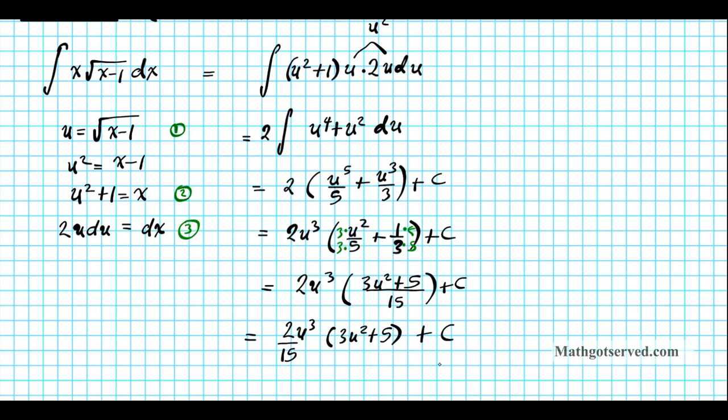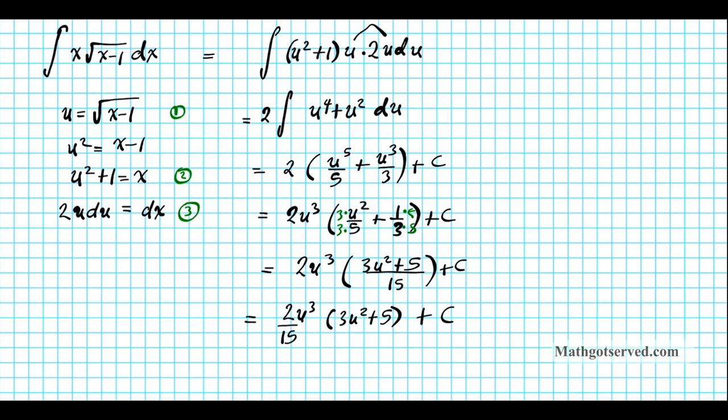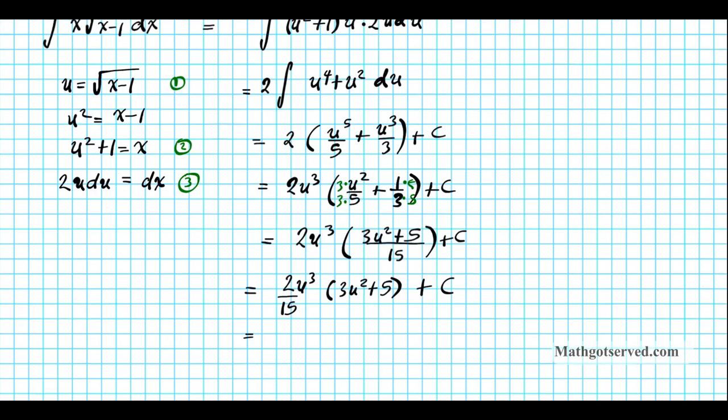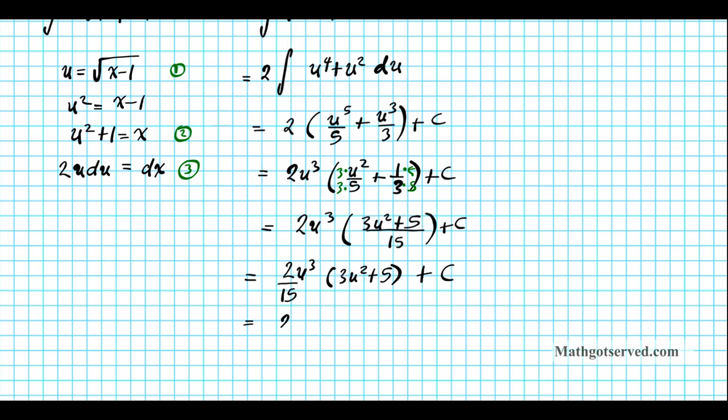Okay? Are we done? Absolutely not. Remember, the original problem was in terms of x, right? So we're going to make our substitutions here. Let's put the value of x back into the u. We know that u is equal to (x minus 1) to the 1/2. So let's go ahead and put that back in here. So on this term on the outside, we have 2 over 15, brackets. u is the square root of x minus 1, which is the same thing as x minus 1 raised to the 1/2. So we raise that to the 3rd power.